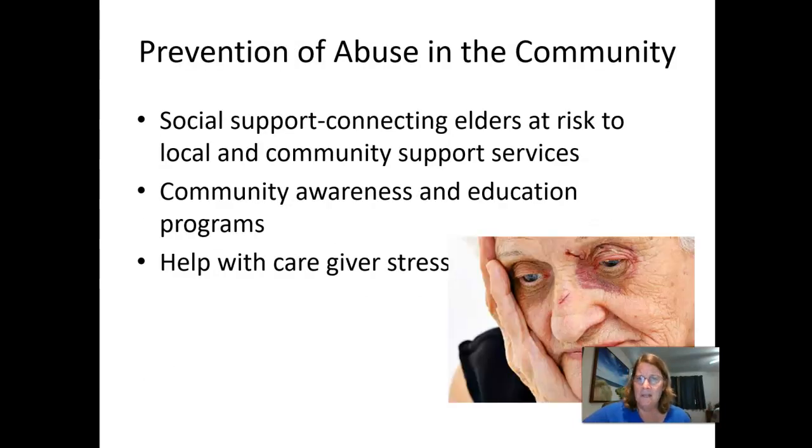So how do we prevent abuse in the community? One of the things is social support, connecting elders at risk to local and community support services. And there are support services out there. There's caregiver support, there's elder support, there's daycare centers for elders if people just need a break. It's very difficult for family members to care for a loved one. It's very stressful to care for a person that has dementia or multiple disabilities.